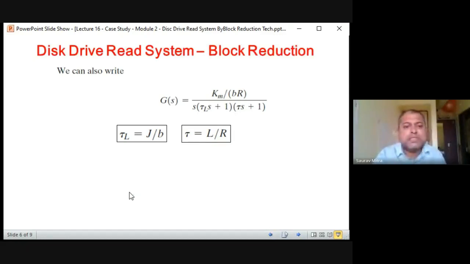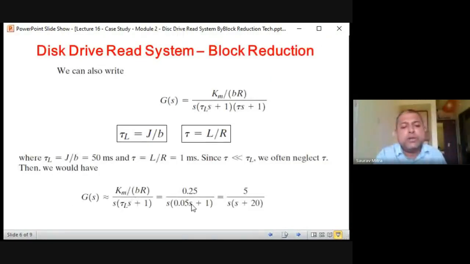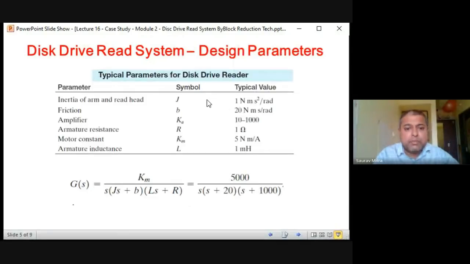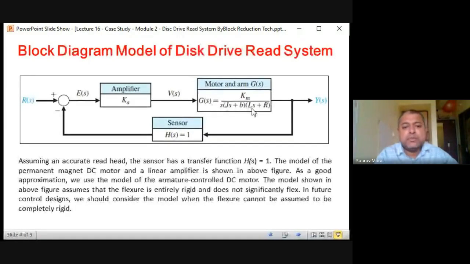Now you can substitute all the values which are given in the previous slide. So here all the values are given. If you substitute that, you'll find it to be 0.25 by S into, like this, and it will be 5 divided by S into S plus 2. Now you know how to plot this. So now if I'm giving a step input to this system, how can you plot its graph. So this is only G of S, I'm sorry, this is not the closed loop transfer function. This is only the forward path transfer function. Now from the block reduction, what we are finding is only for the forward path, that means this part, G of S equal to Km by S into this.